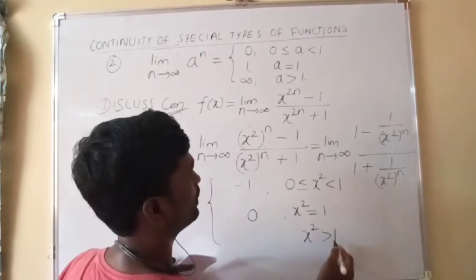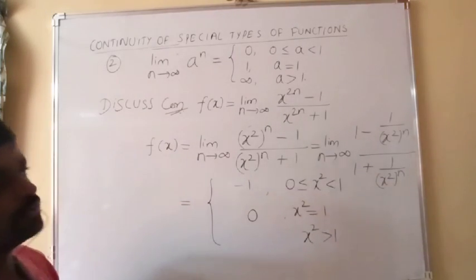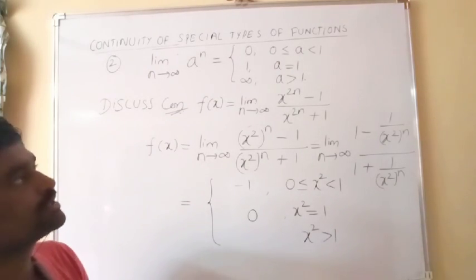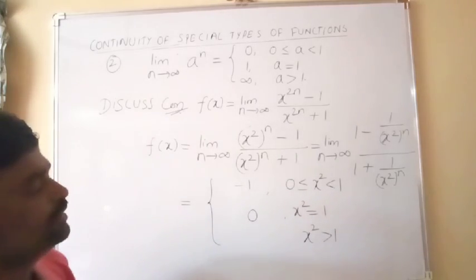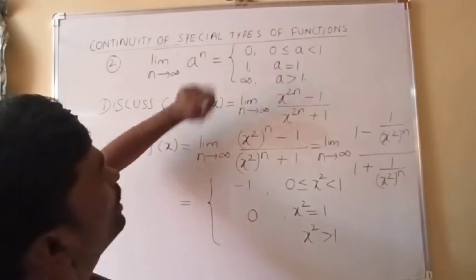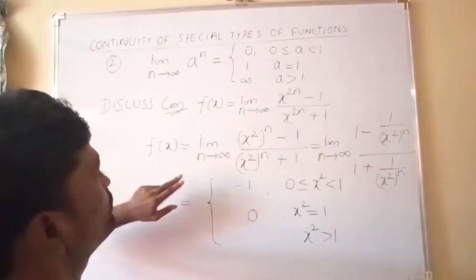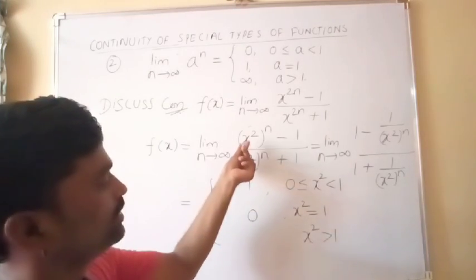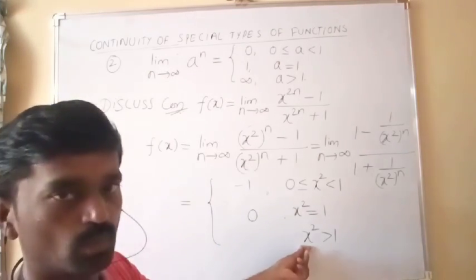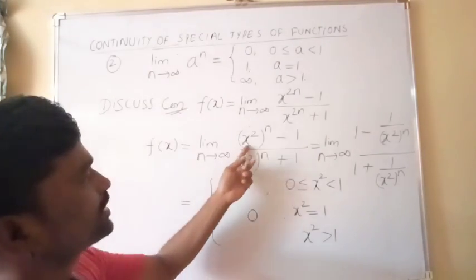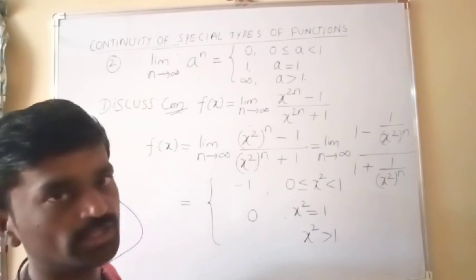Next, the third case, when a is greater than 1. Here x square is greater than 1. So when x square is greater than 1, this a power n value is what? Infinity. That means when x square is greater than 1, the limit as n tends to infinity of x square whole power n is infinity.